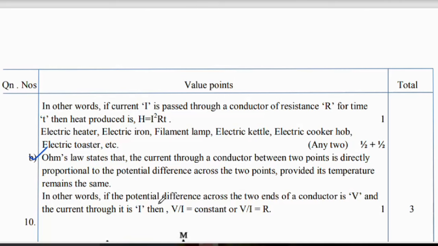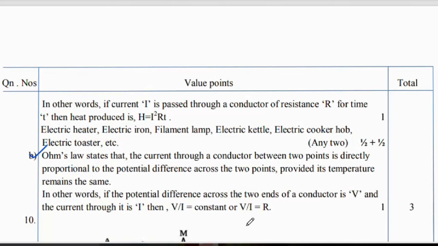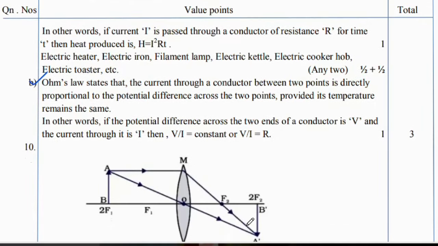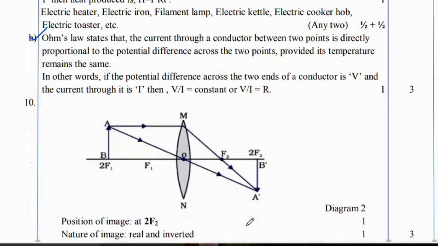In other words, if the potential difference across the two ends of the conductor is V, and the current through it is I, then V by I is equal to a constant, therefore V by I is equal to R. So we can consider V is equal to IR.